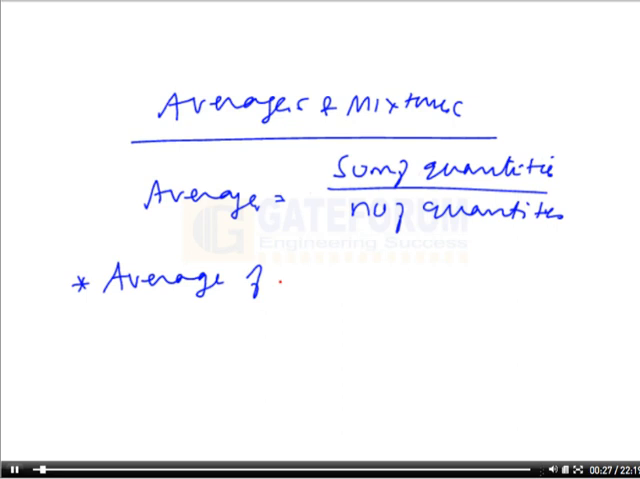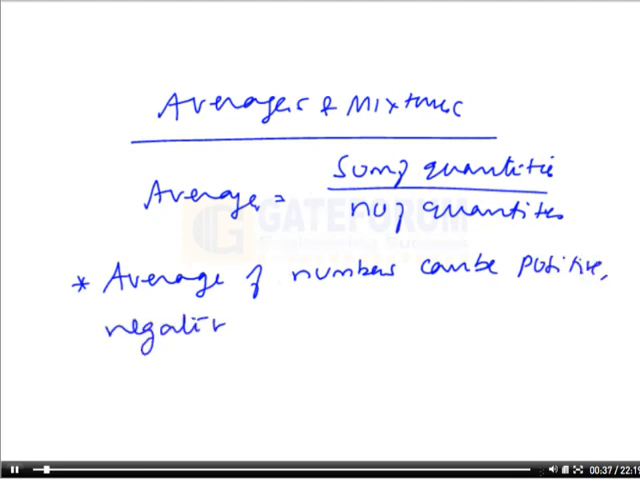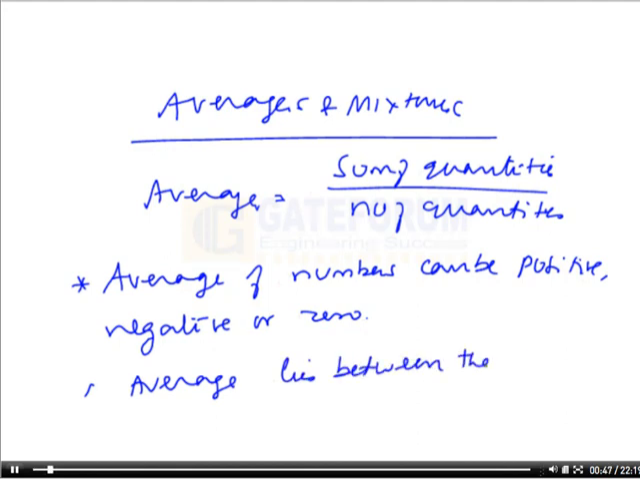Average of numbers can be positive, can be negative, or even zero. Average lies between the extreme values, which are the maximum and minimum.